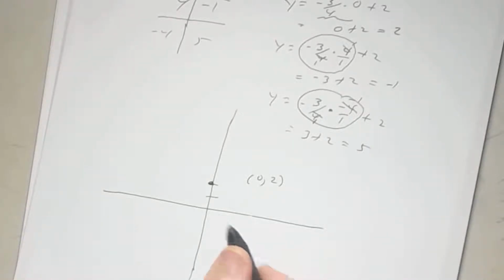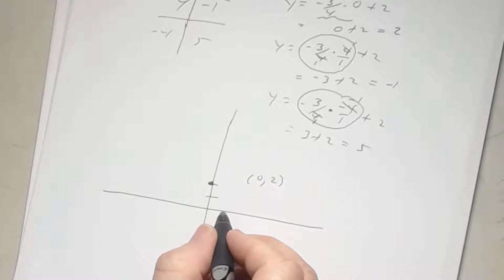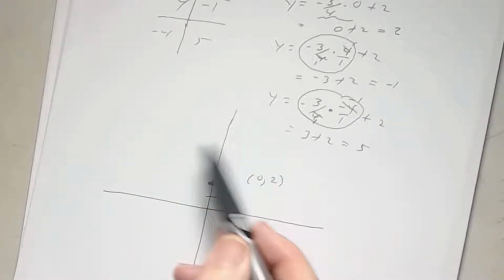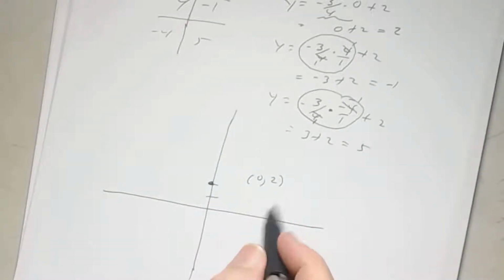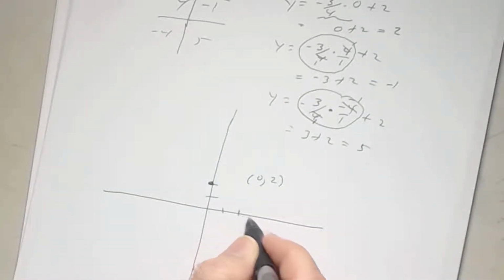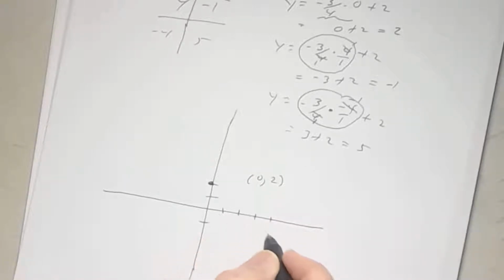(4, -1) is in what quadrant? Remember your quadrants, this is quadrant 1. You go counterclockwise. 1, 2, 3, 4. So quadrant 4, right? All right, so here's the point right here, (4, -1).